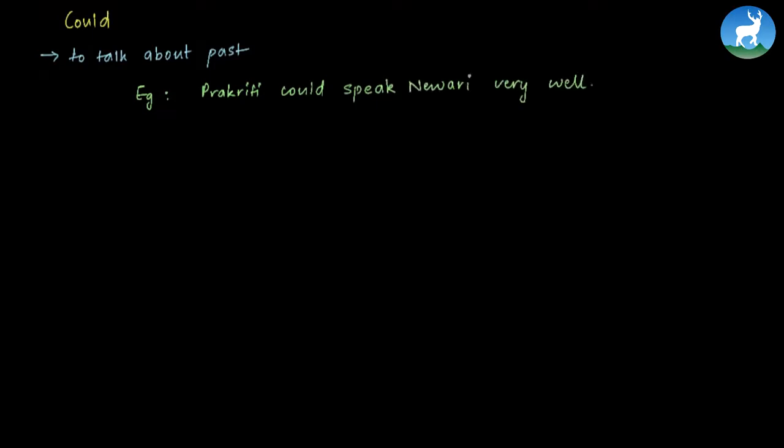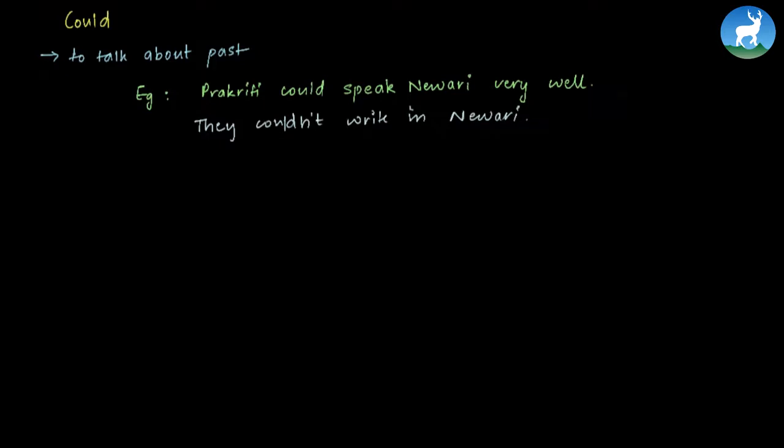Let's take another example. They couldn't write in Newari. The first example is showing the ability of Prakriti, who could speak Newari very well in the past, but you're not sure about the present. Maybe Prakriti went somewhere where she does not use Newari, where there is no Newari community. Because she has not practiced Newari, she forgot how to speak it. So Prakriti could speak Newari very well in the past. This is showing the ability which she had in the past.